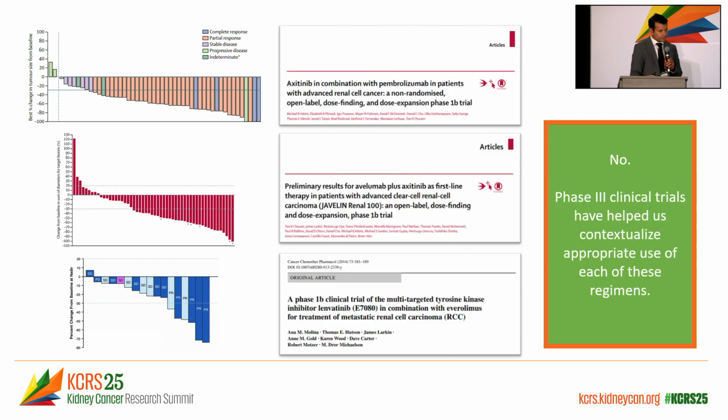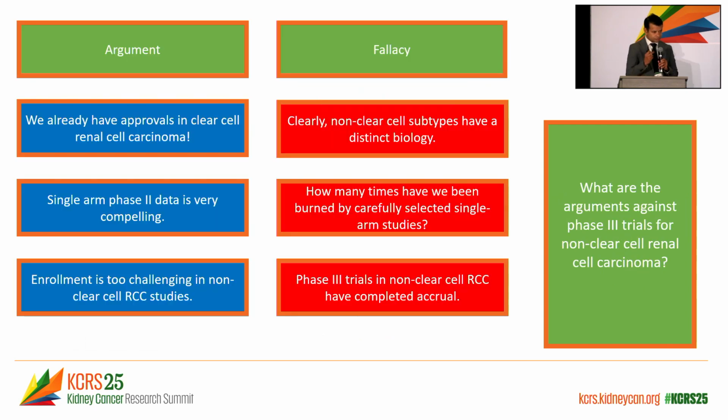But I think we did the right thing. If you look at the origin of these waterfall plots, you see the first is related to axitinib and pembrolizumab, the second axitinib and avelumab, the third for lenvatinib and everolimus. And we really utilized phase 3 clinical trials in order to contextualize this data and come up with the very robust treatment algorithms that we're discussing today in this room.